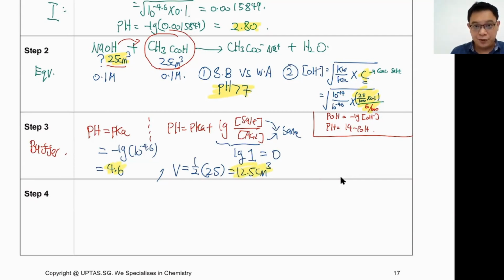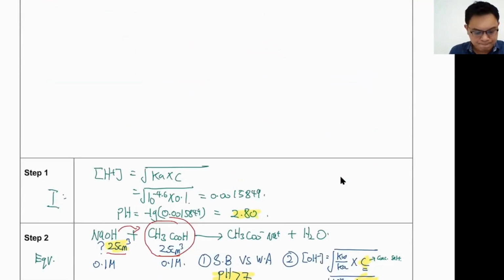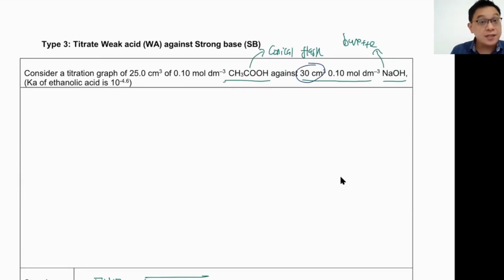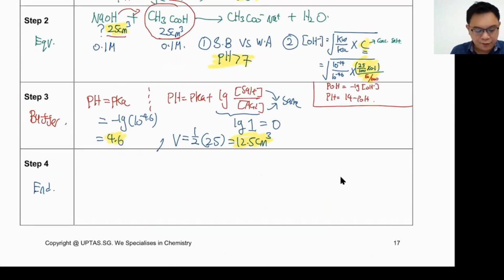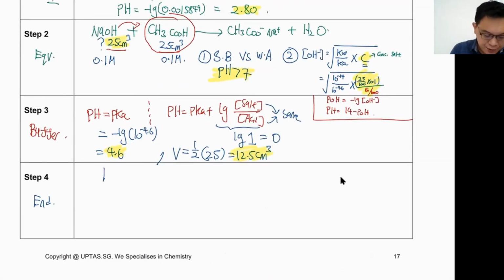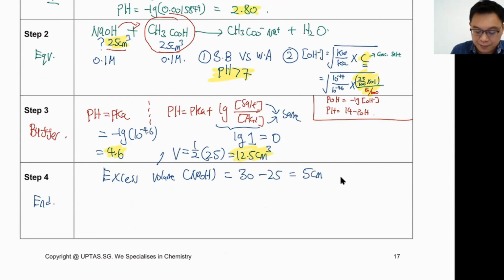After that, step 4. Remember, I eat banana every day. Every day here is your ending point. Now that will depend on who is adding in excess. So who is adding in excess here? I think 30 cubic cm is excess, right? So what I need to do is find the excess volume. So the excess volume here is your NaOH. So I take 30 minus 25, I get 5 cubic cm. 5 cubic cm of the excess.